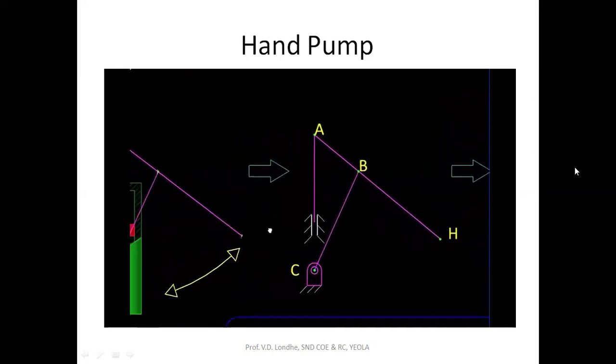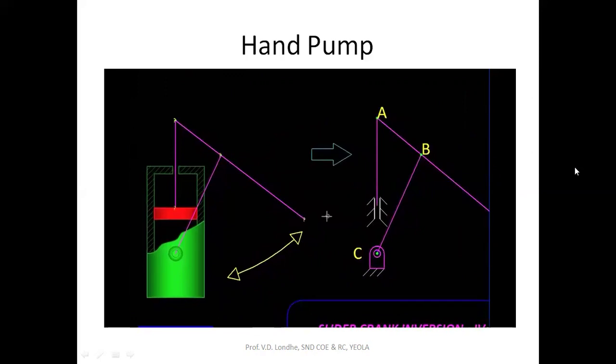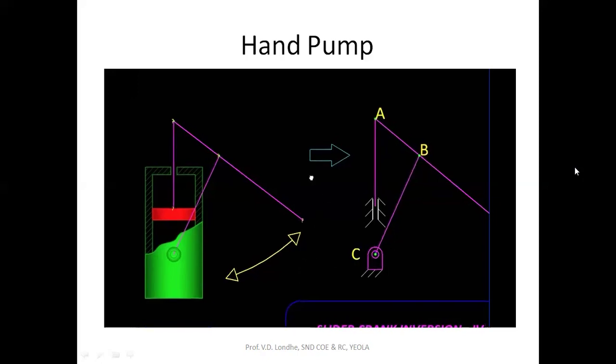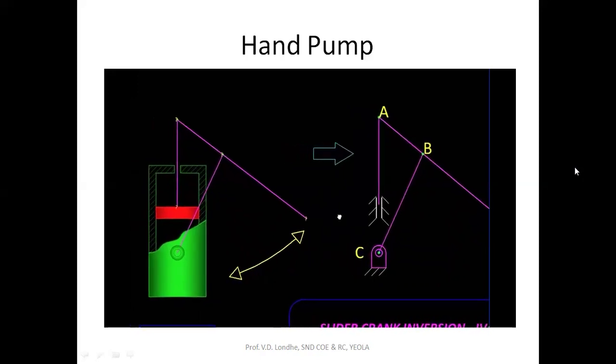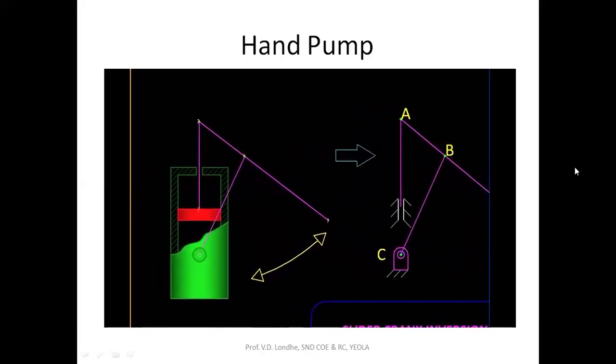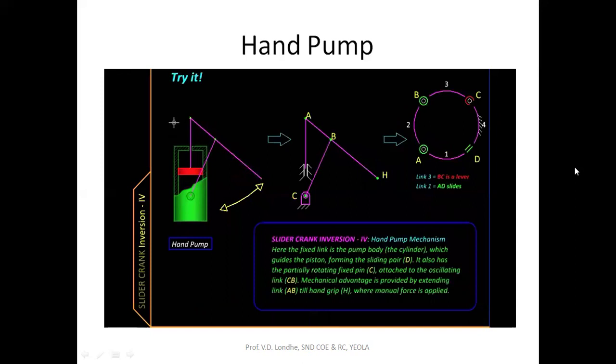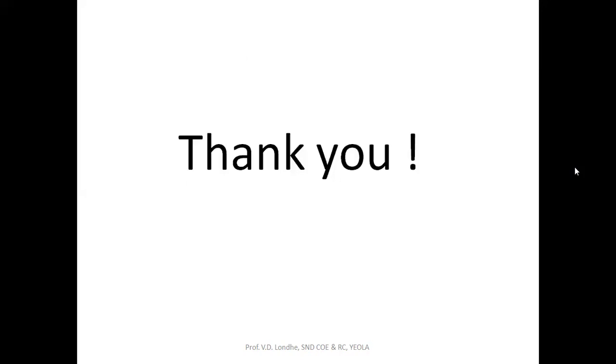Finally, we will flesh it out even more. And this is how it would look then. So here we have a cylinder. In that cylinder, there is a piston. So this is connected to our sliding link over here. And on the body of this cylinder, we have mounted this link CB. And link AB and its extension becomes a handle with which it can be moved. And then we have this mechanism. This mechanism is used in hand pumps, and that is one of the applications of inversion number 4 of the slider crank mechanism. Thank you.